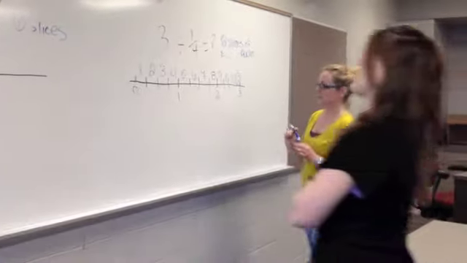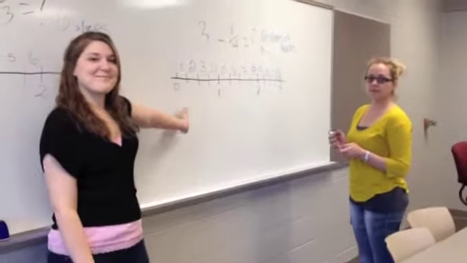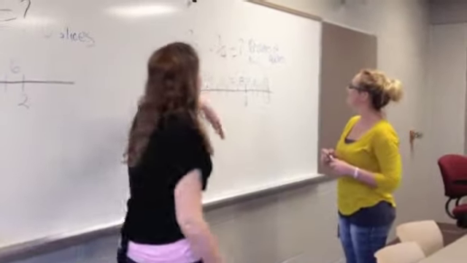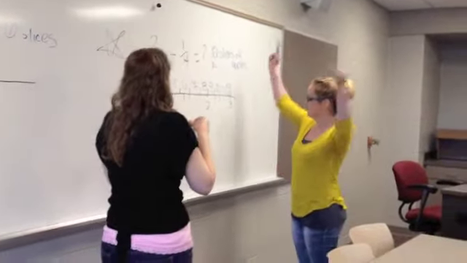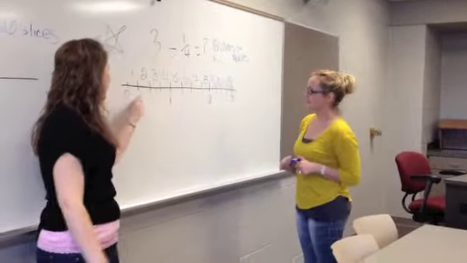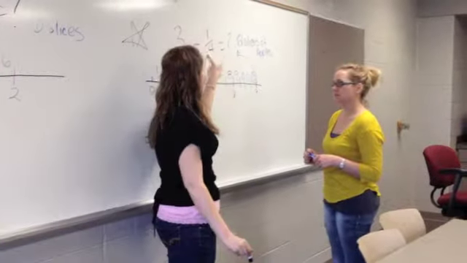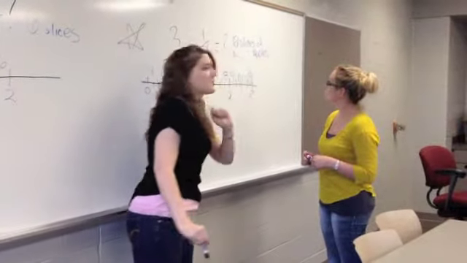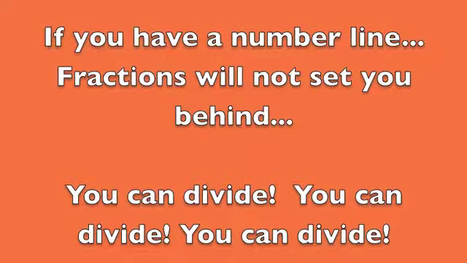All right. So class, is she correct? Yeah, I guess so. Very good, Kelly. That is correct. And that is because she divided the units into fourths, as it is claimed here, giving her 12 slices of apples. Very good. If you have a number line, fractions will not set you behind. You can divide, you can divide, you can divide.